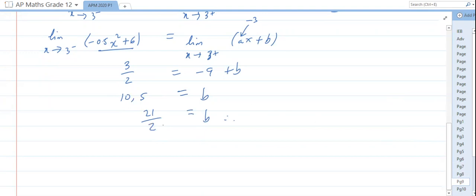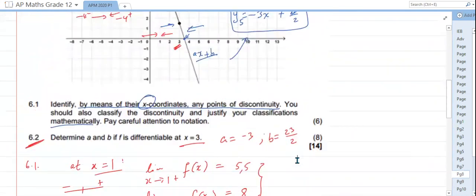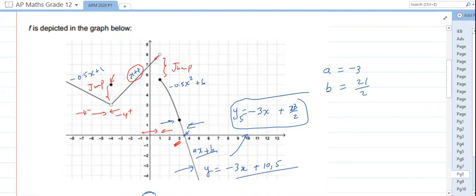Now, if we look at the graph, let us just check if the solution is correct. So what we're saying is that a is equal to minus 3 and b is equal to 21 over 2. So the equation of this line is y is equal to minus 3x plus 10.5, which is the same as 21 over 2. Now guys, if we find the x-intercept here, we expect to get 3.5 by looking at this. We can see this line is intersecting between 3 and 4. So 10.5 divided by 3 gives us 3.5. So perfect. This is your correct solution.